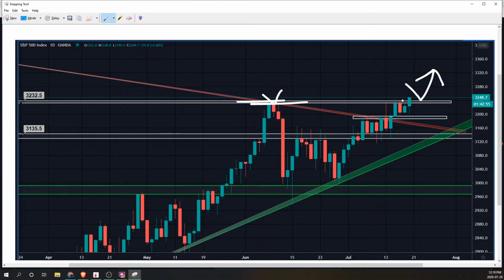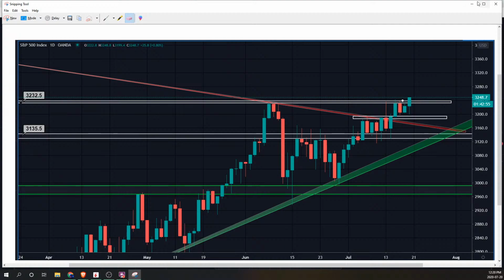Quick question from Nick. What software is this? This is called TradingView. It is a free charting software that you can pay for to get additional benefits, but it is absolutely free to use. I highly recommend it. This charting software is by far the best charting software that I've ever come across in my years of trading. So I highly recommend it.